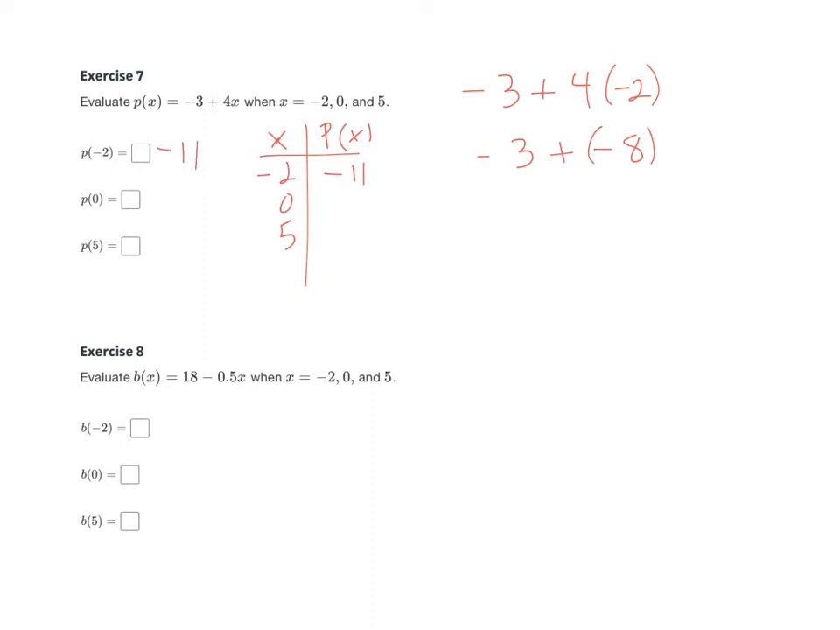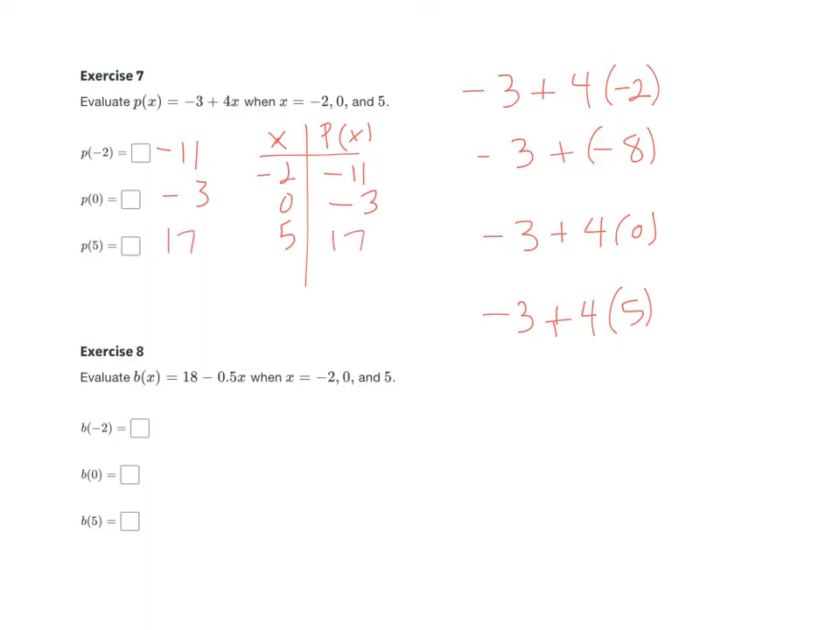When we plug in 0, we would have -3 plus 4 times nothing. 4 times nothing is nothing. -3 plus nothing is -3. We would have -3 plus 4 times 5. 4 times 5 is 20. 20 minus 3 is 17.